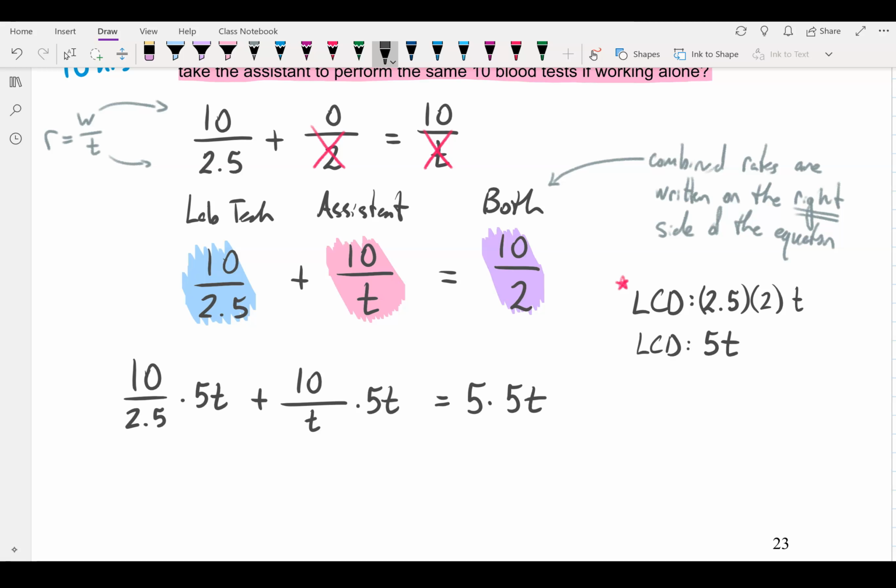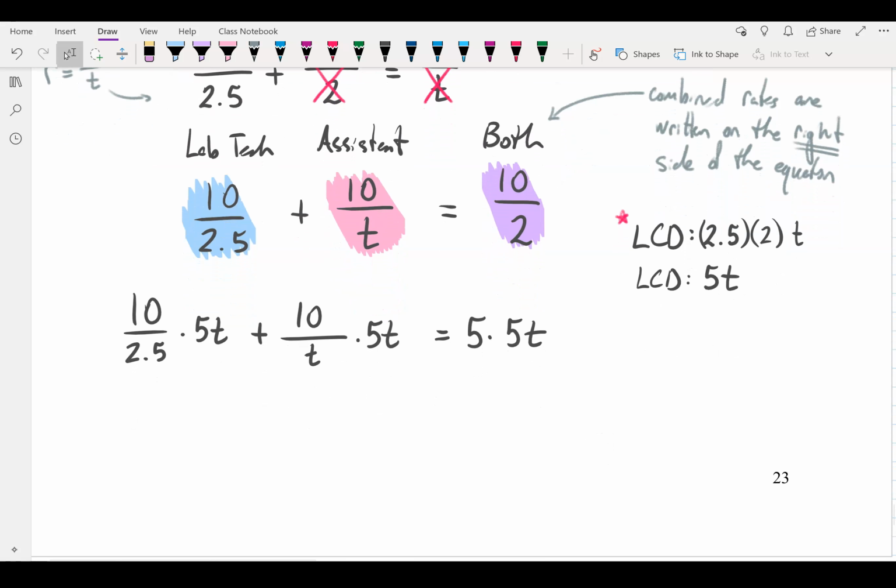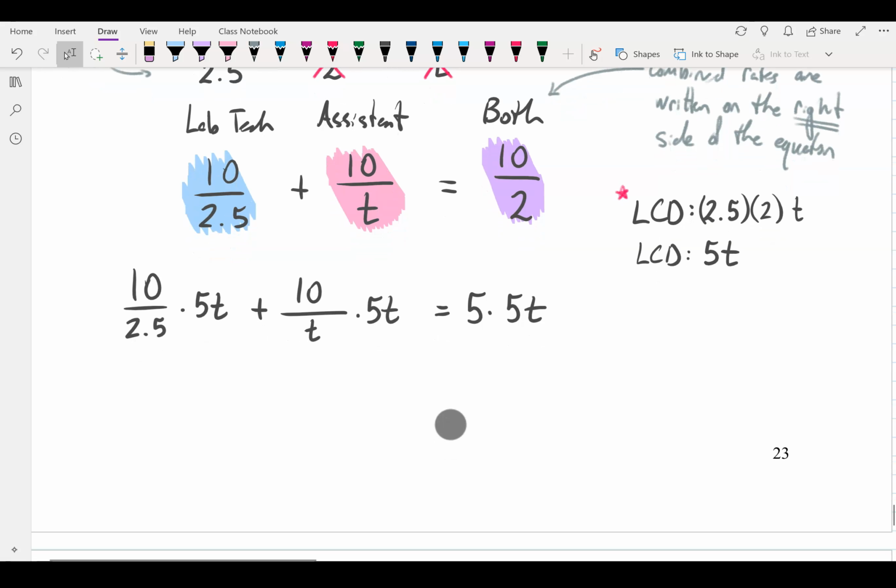Multiply that by 5t. All right, so something interesting happened there. I probably should have simplified this first to get 5, and it would have been a whole lot easier. But anyway, I don't have any regrets. It is what it is. It all is going to work out the same way.